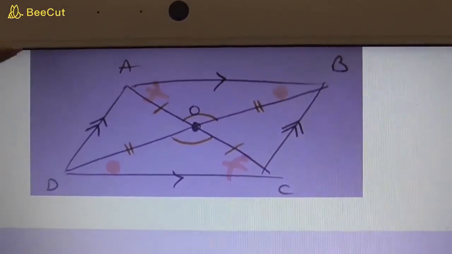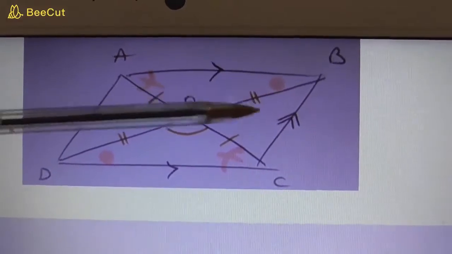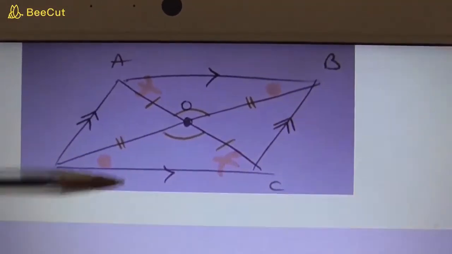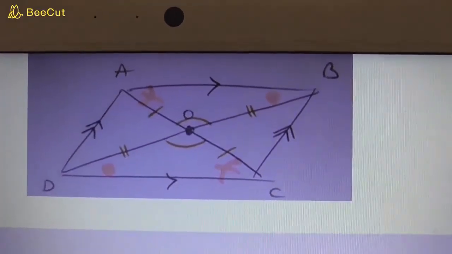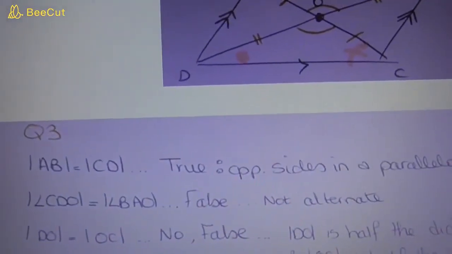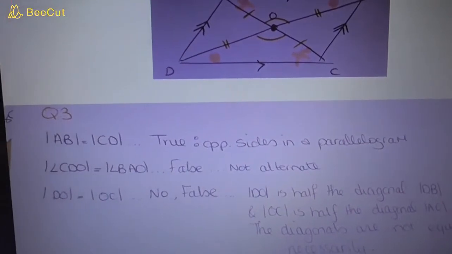And in a parallelogram, the diagonals bisect each other. So that means this is the same length as that, and this one is the same length as that one. But it does not mean that all 4 of those are the same length. It doesn't. Okay? So, first one, AB is the same length as CD. That is true. Why? Because opposite sides in a parallelogram are equal.